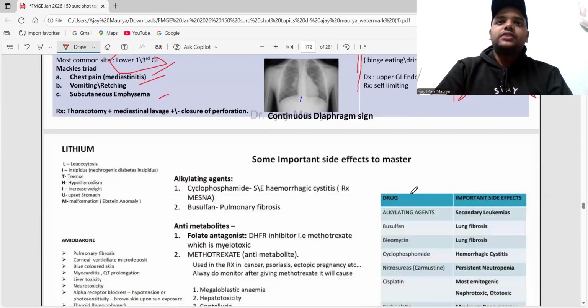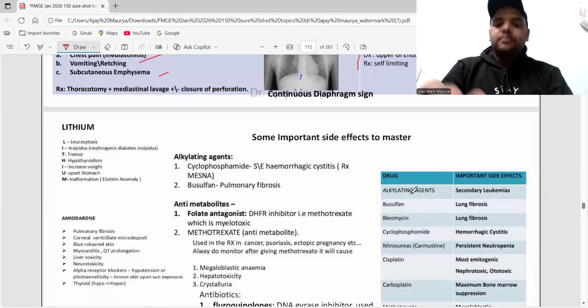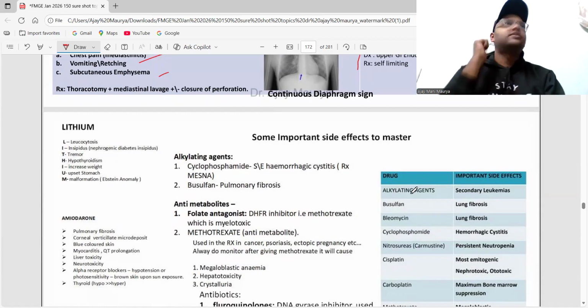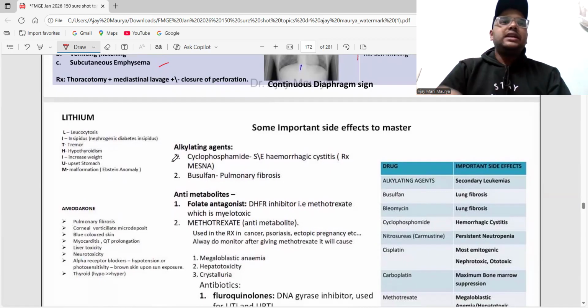Next one, you have to remember some side effects. Here you have to remember that lithium is very important. Most commonly we are using lithium carbonate.